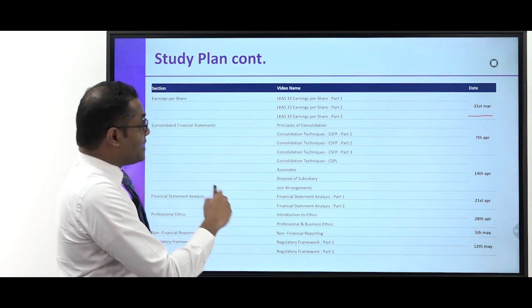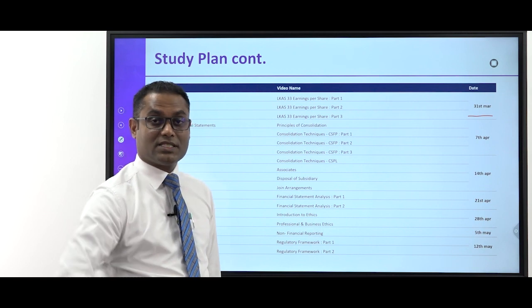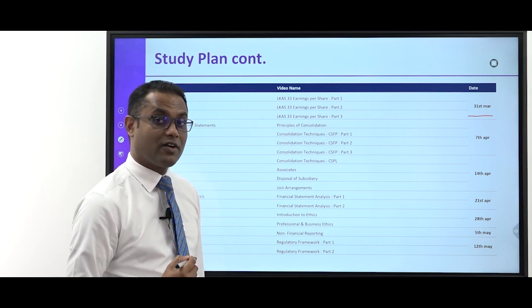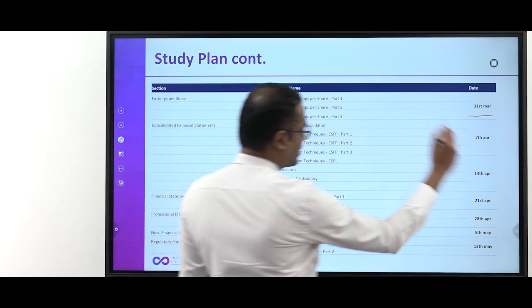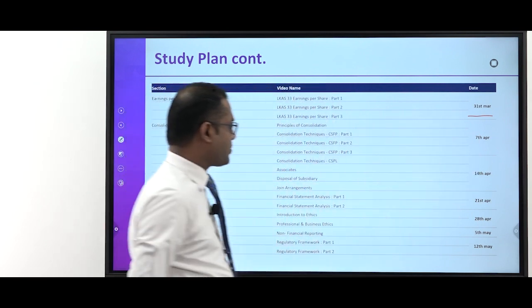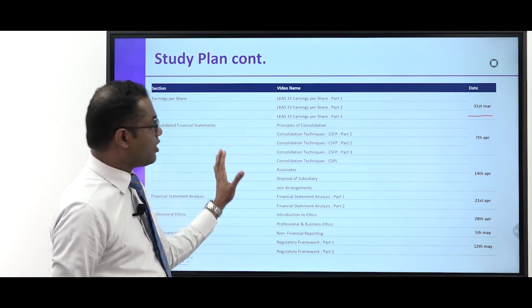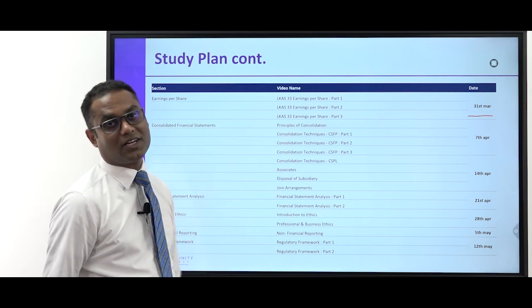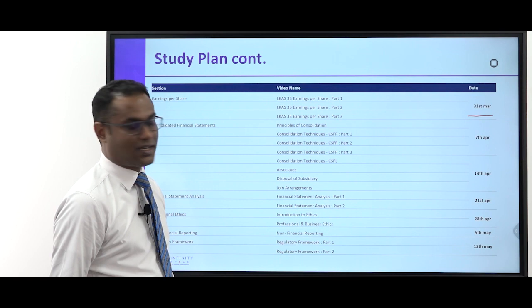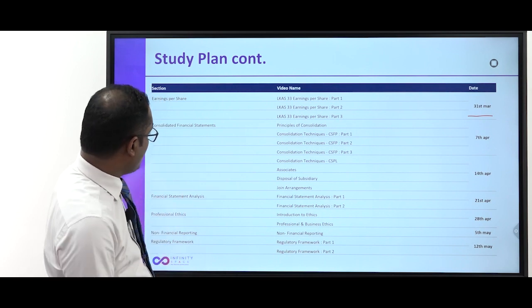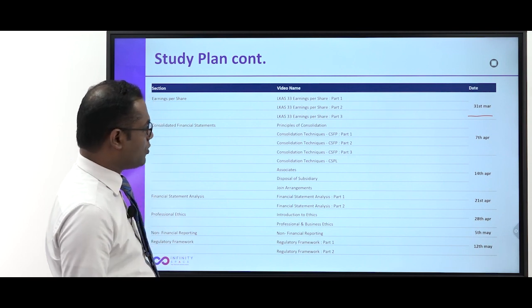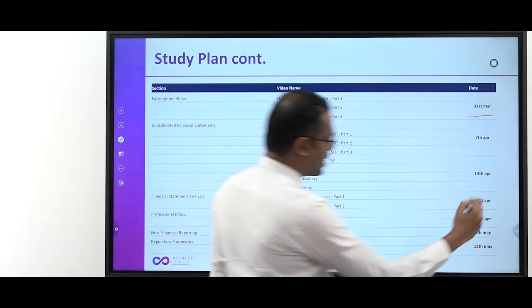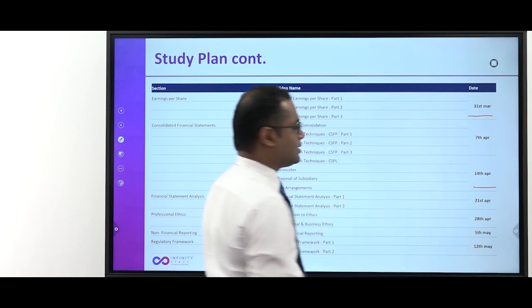Then we start the next important area of the syllabus, which has 20% of weightage, consolidated financial statements. So on 7th April and 14th April, we'll be uploading videos relating to the consolidated financial statements. Right? So there are about 7 to 8 videos relevant to the consolidation. All videos would be uploaded by 14th April.